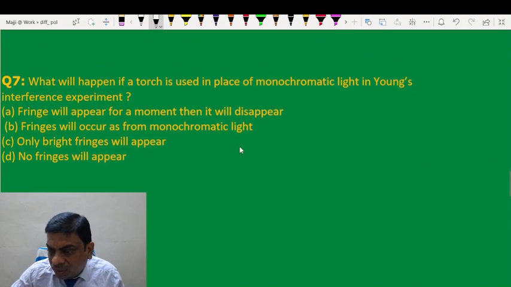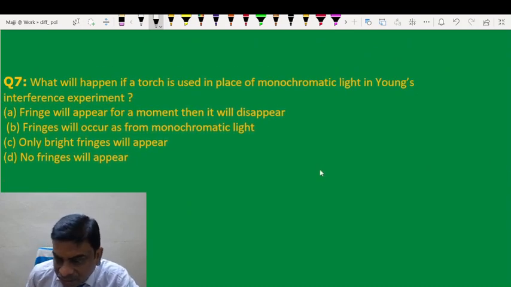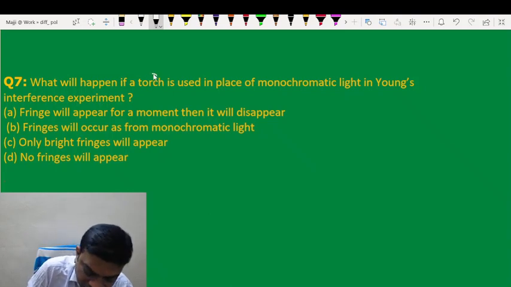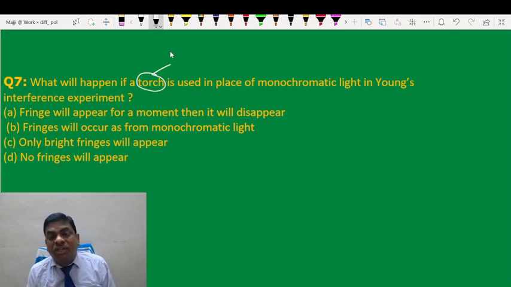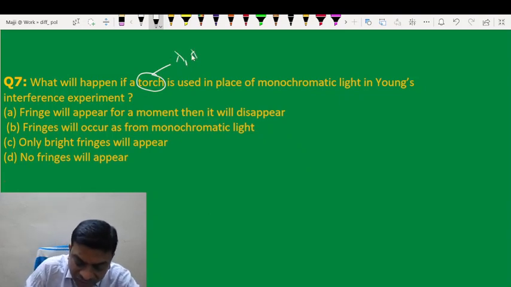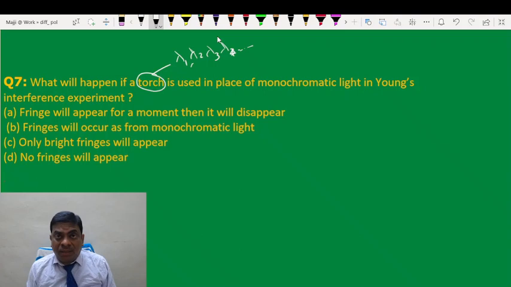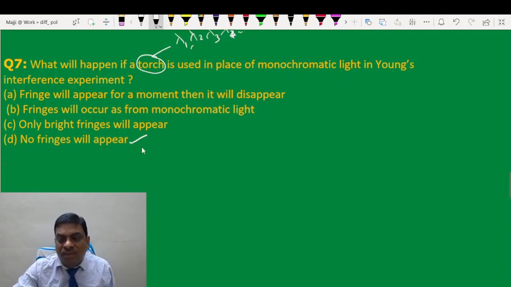Then question number 7. What will happen if a torch is used in place of monochromatic light in Young's interference experiment? Now students, here torch is emitting light of a mixture of wavelengths. Several wavelengths will be coming out of the torch simultaneously. So if we have several wavelengths, each wavelength will have its own interference pattern, and the dark fringe of one will overlap with the bright fringe of other, and so on. So the entire pattern will get disturbed. Then it is best to say that no fringes will appear.